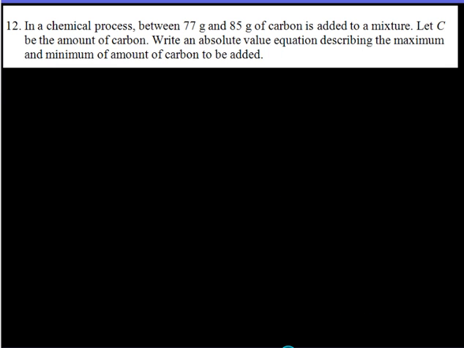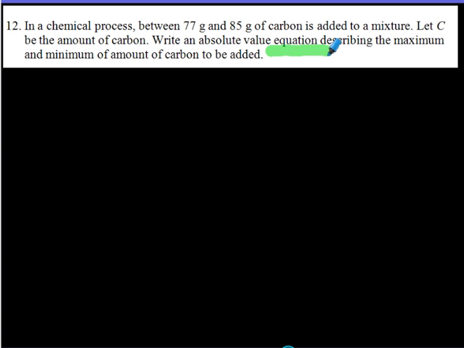Number 12, in a chemical process between 77 grams and 85 grams of carbon is added to a mixture. Let C be the amount of carbon that is added. Write an absolute value equation describing the maximum and minimum amount of carbon to be added. Okay, so this is the case where I'm not told the number that I add and subtract. I'm trying to find that out. So I'm writing an absolute value equation.